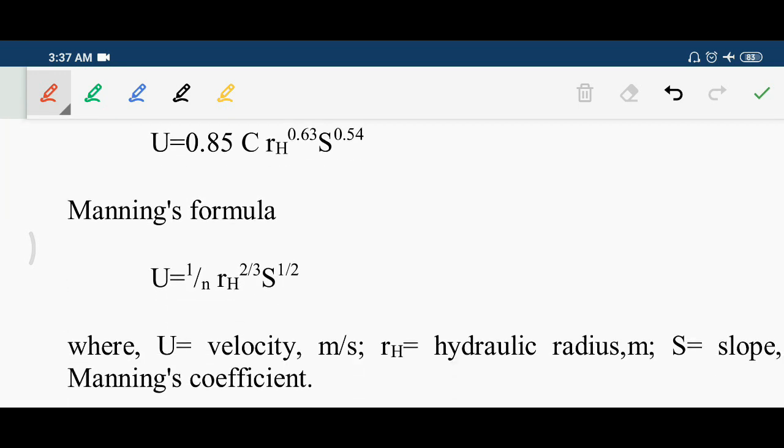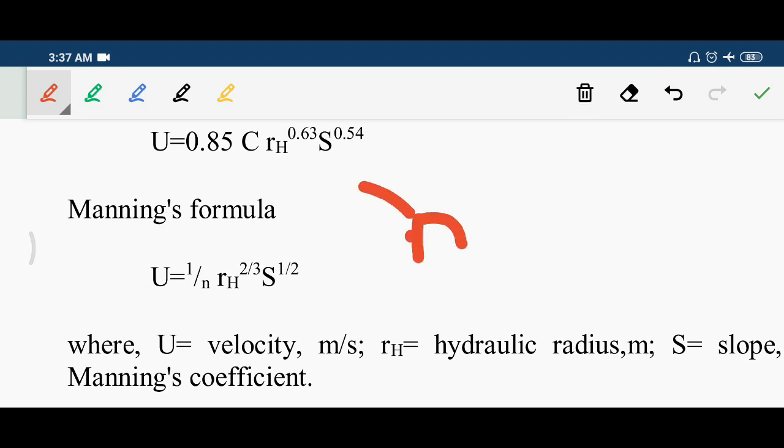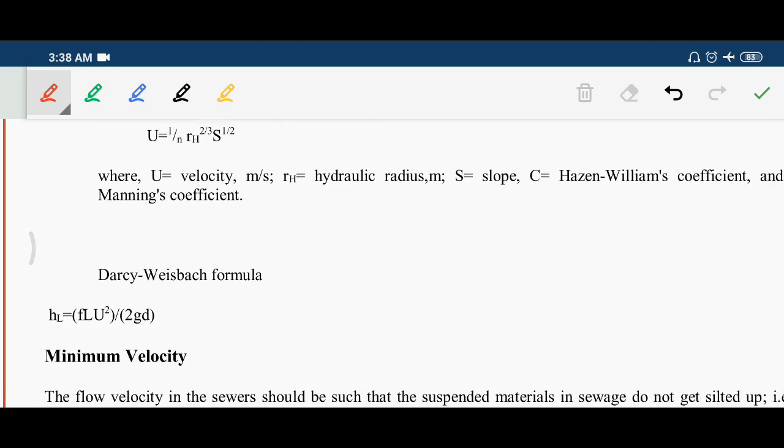We have another formula given by Manning, that is U equals 1 by N multiplied by RH to the power of 2 by 3 multiplied by S to the power of 1 by 2, where N is nothing but Manning's coefficient.